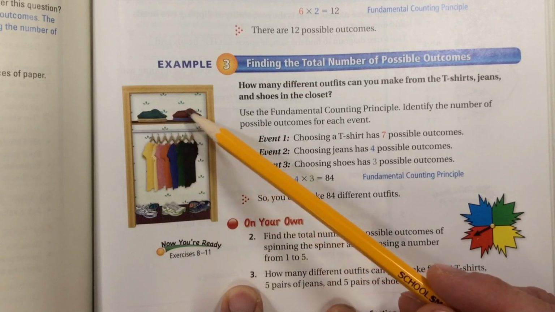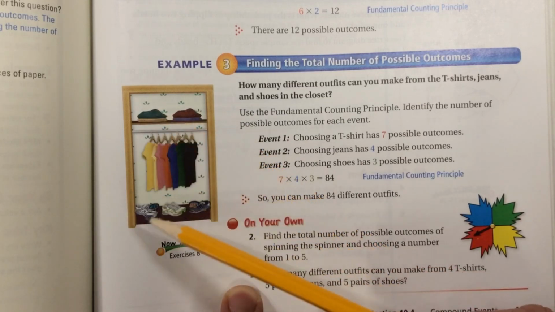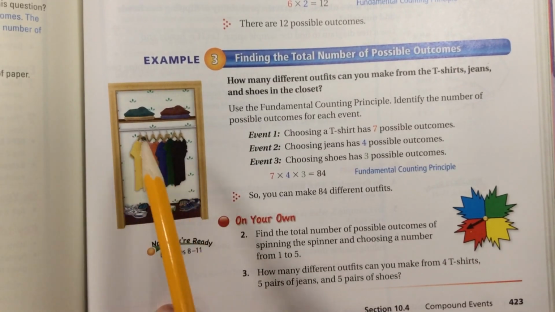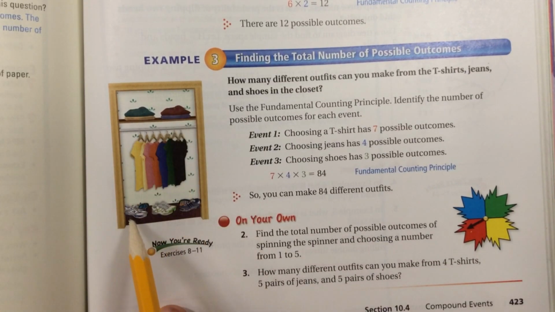There are 1, 2, 3, 4 pair of jeans. And there are 1, 2, 3 pair of shoes. So 7 times 4 equals 28, times 3 equals 84. There are 84 different outfits, assuming that we match our shoes.